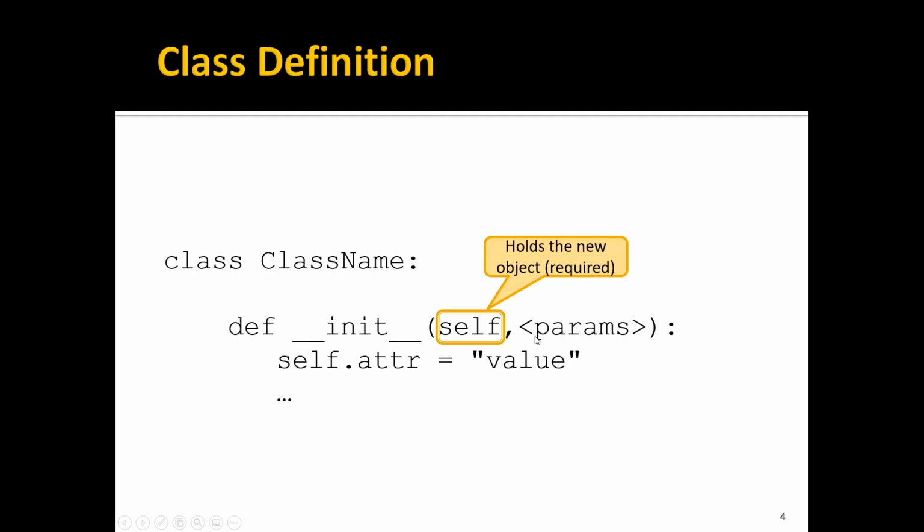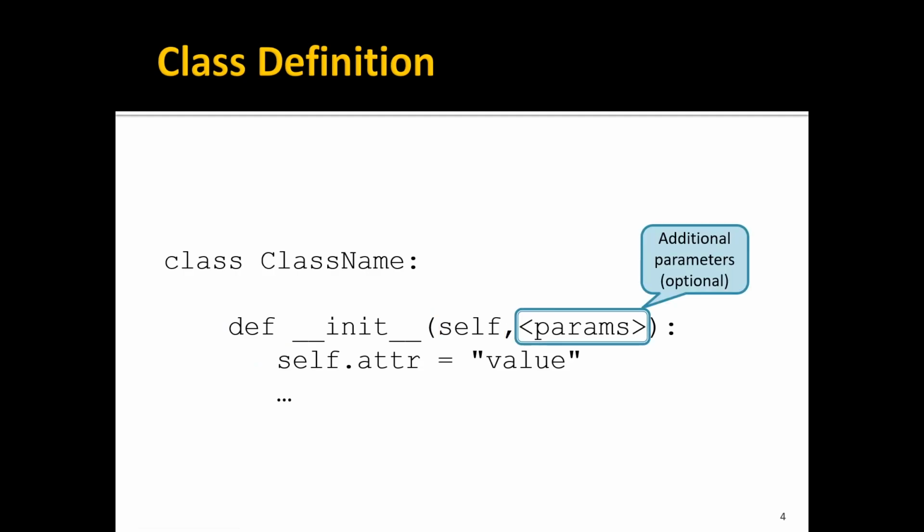So if we're creating some new object, it's going to be passed into this initializer method as this variable self, and then we're going to do things to that object to set up its initial conditions. And later on, we'll see that we can also add some other additional parameters as well.